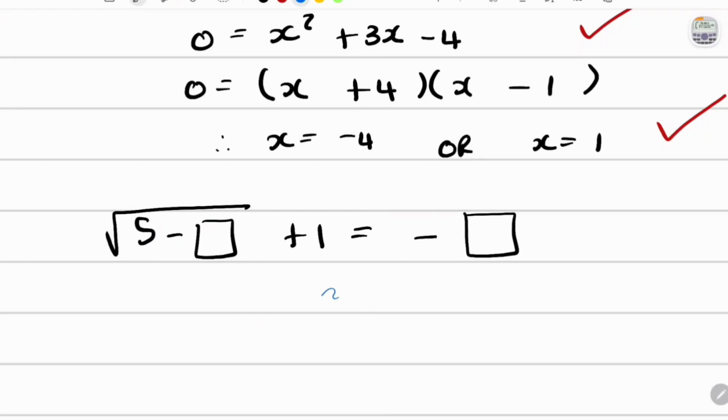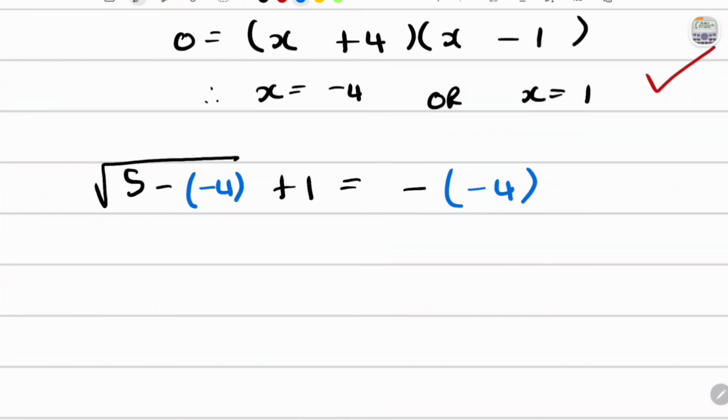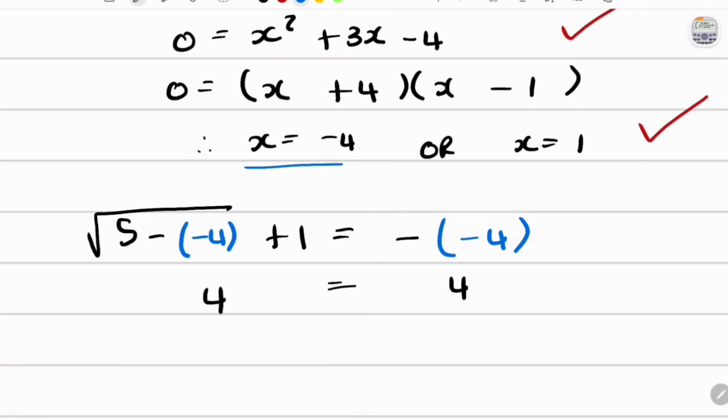So the left-hand side needs to be equal to the right-hand side. So 5 minus, the first one we have negative 4. 5 minus negative 4 plus 1 must be equal to negative 4. Because I'm just substituting, it means that here we're going to have a positive 4. And 5 minus minus 4 just gives you 5 plus 4, which is 9. Square root of 9 is 3. So that is just 3 plus 1. And 3 plus 1 is 4. That perfectly balances out. So we know that this is a solution.